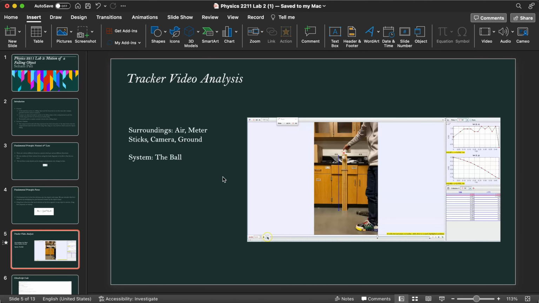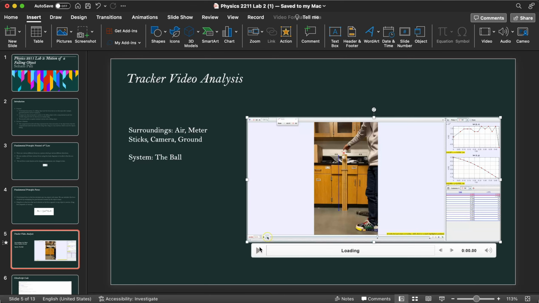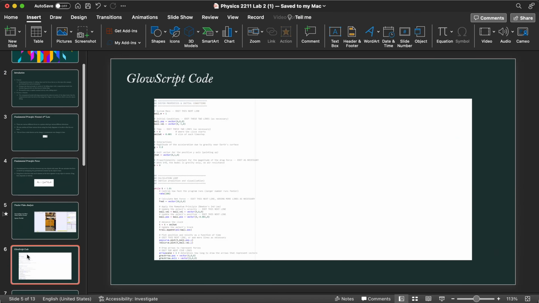So now we're going to do a Tracker video analysis. Our surroundings happen to be the air, meter sticks, camera, and ground, and our system is the ball. As you can see, our ball moves downward, which is shown by our negative slope in our time versus y position graph.